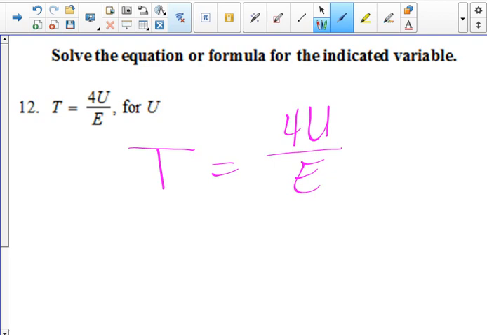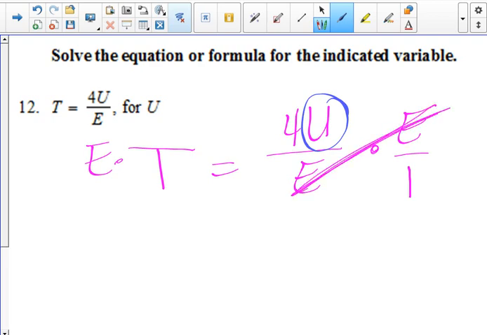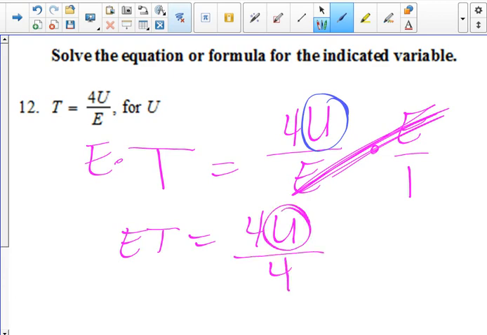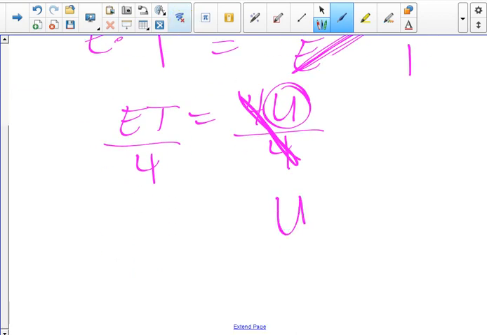All right, so we're solving for u. So I'm going to circle that to remind me that stays, everything else goes. So we're going to start by getting rid of the e. So multiply each side by e. And that's like an e over 1, right? So this cancels out. And so we're left with et equals 4u. And now we're still trying to isolate this u, so we need to divide by 4 each side. And then this cancels out. So there's our final answer. u equals et over 4. And that's our answer.